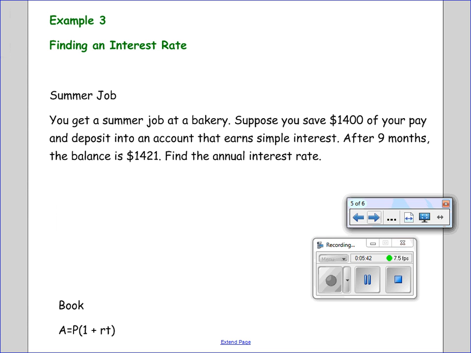Now, in example 3, we're going to find an interest rate. Summer job. You get a summer job at a bakery. Suppose you save $1,400 of your pay and deposit it into an account that earns simple interest. After 9 months, the balance is $1,421. Find the interest rate.